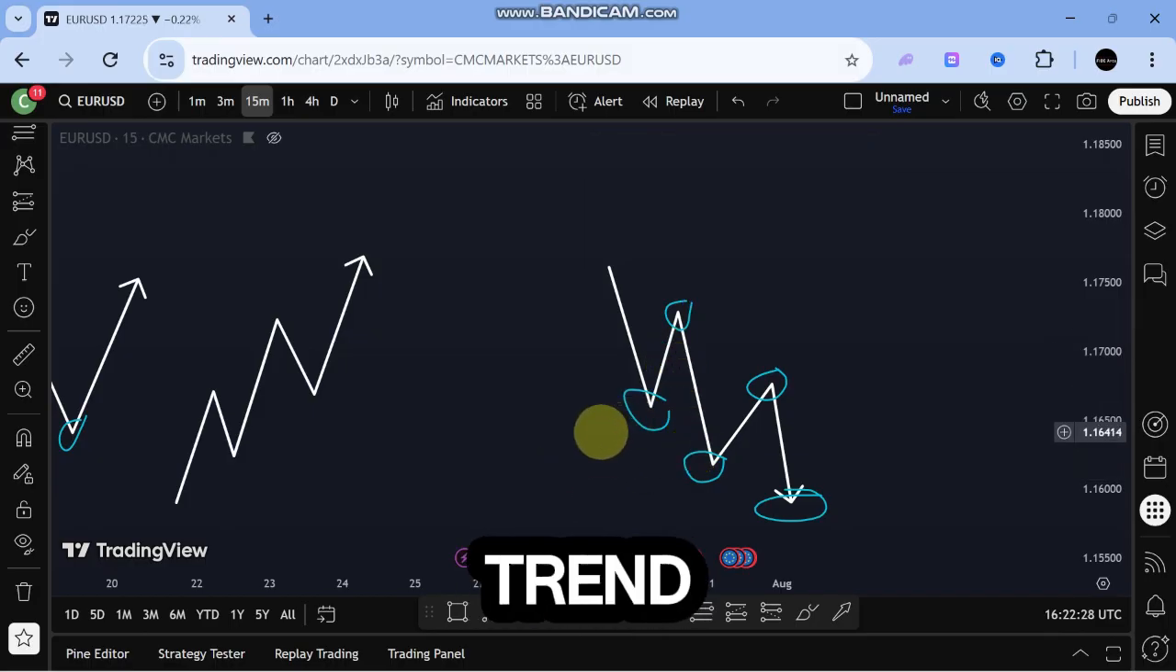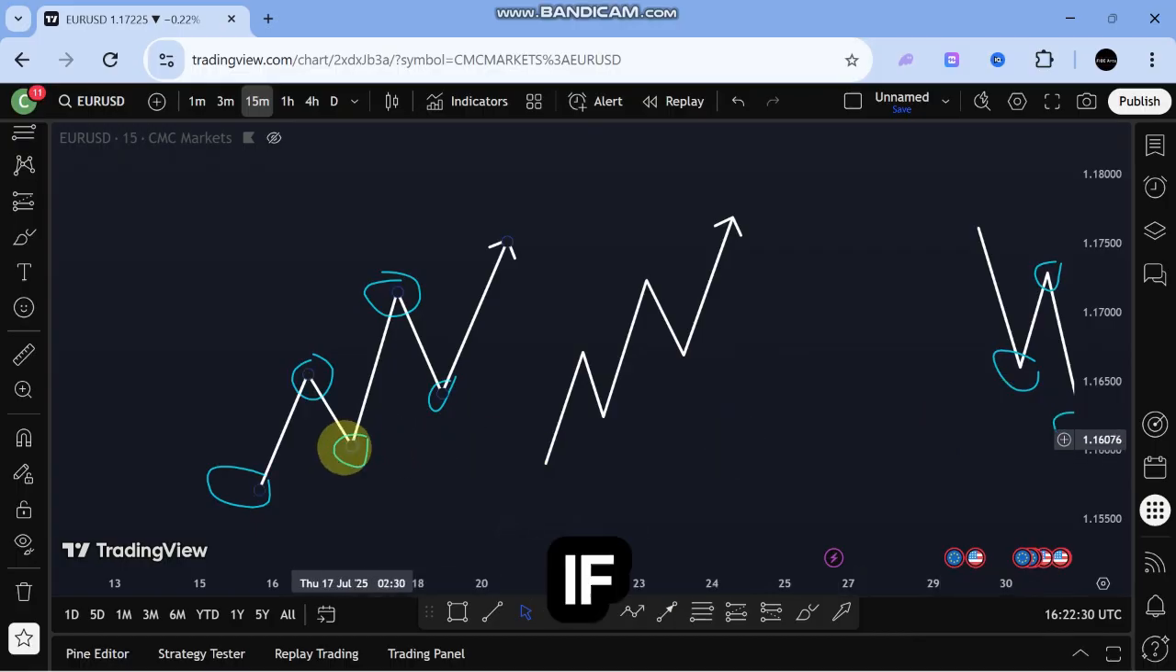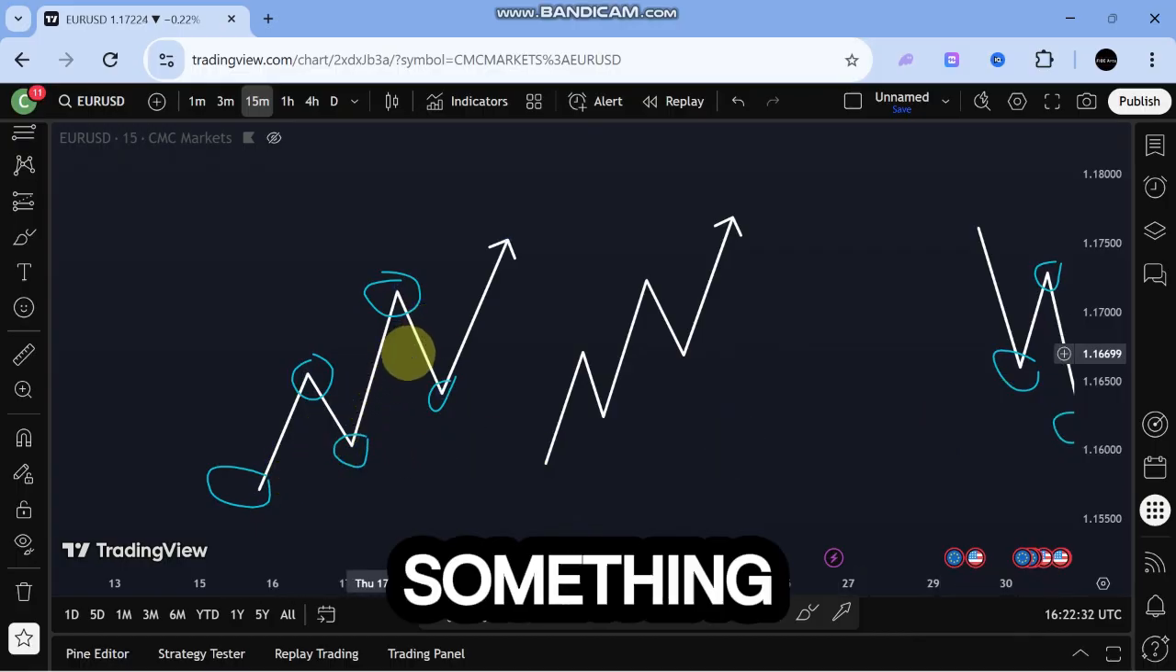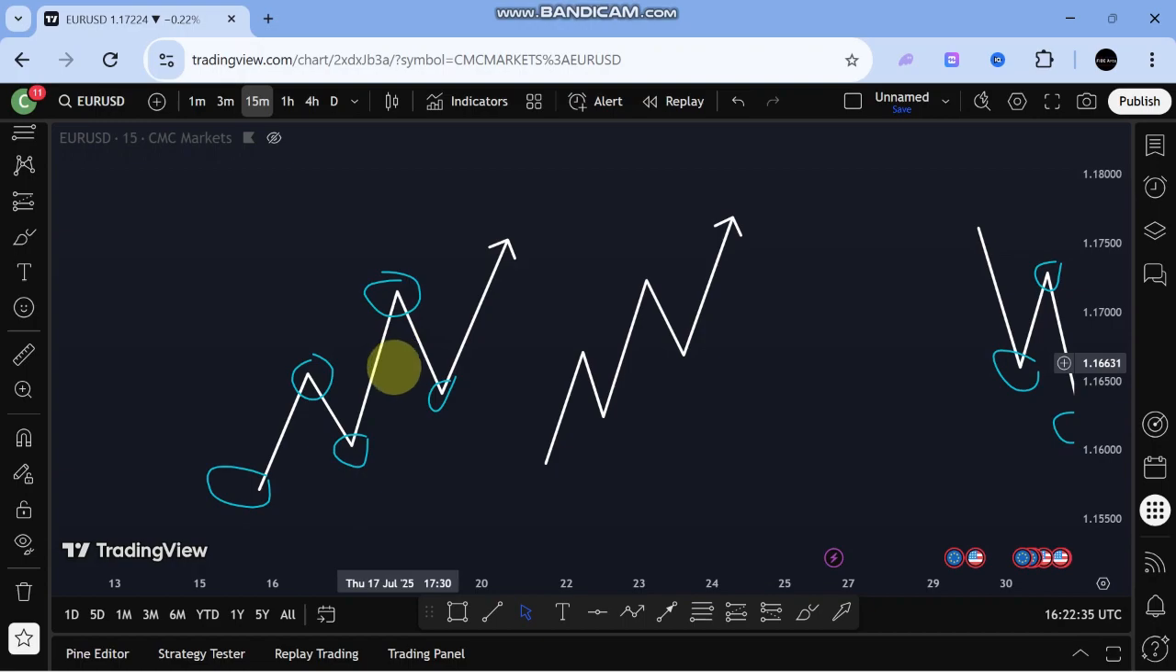So if you see structures like this, a series of lower lows and lower highs, then we are in a downtrend. Now, if we are in an uptrend, there is something called break of structure.